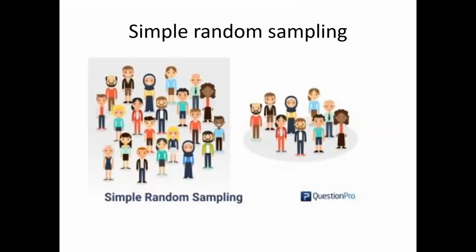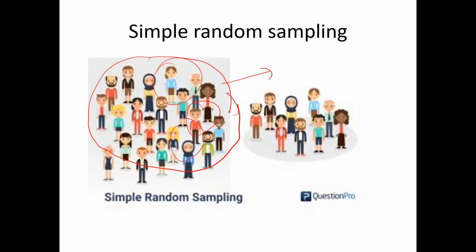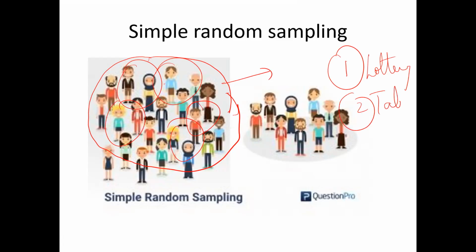First, I'll tell you what simple random sampling is. For example, you take a group of people and select from that group randomly, 1, 2, 3, 4, 5. If you select randomly, this is called simple random sampling. In simple random sampling, there are two types: the lottery method and the table of random numbers.